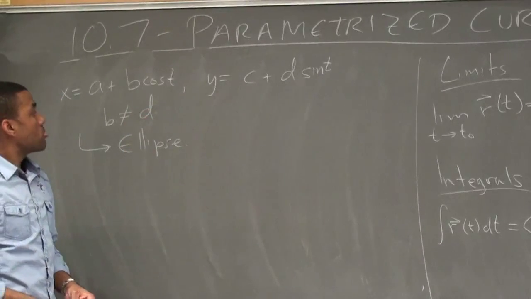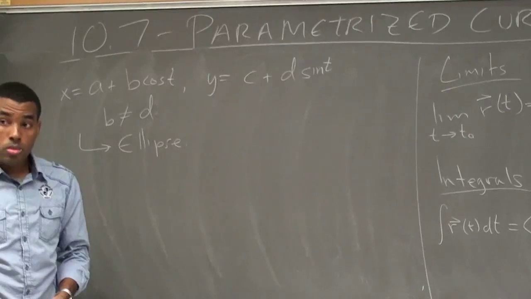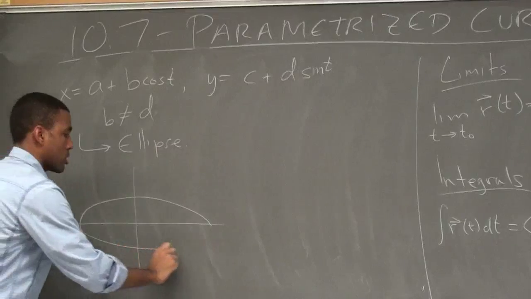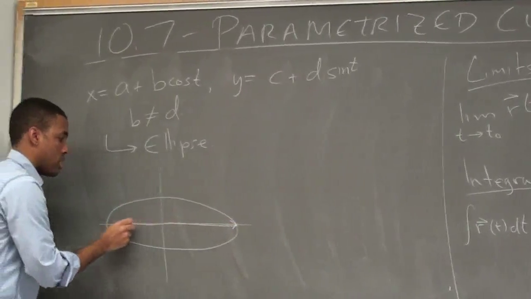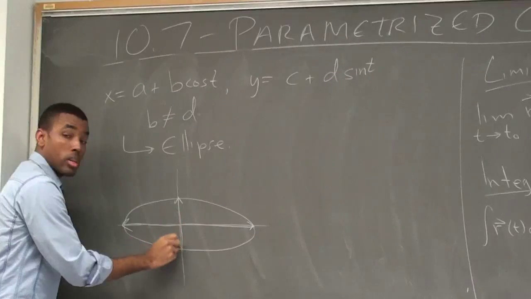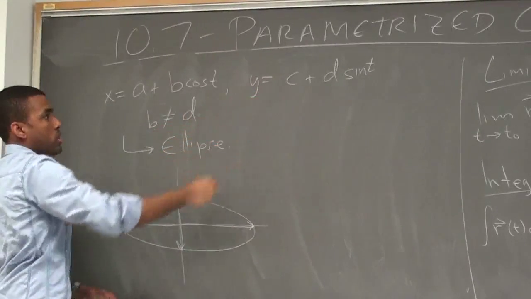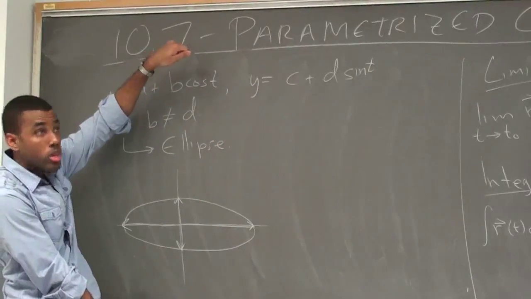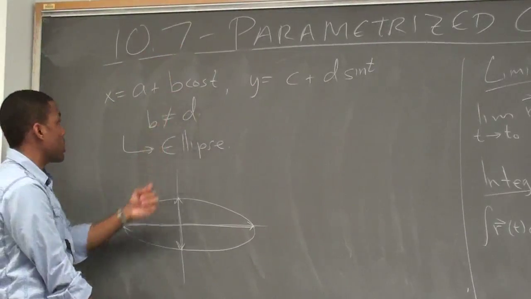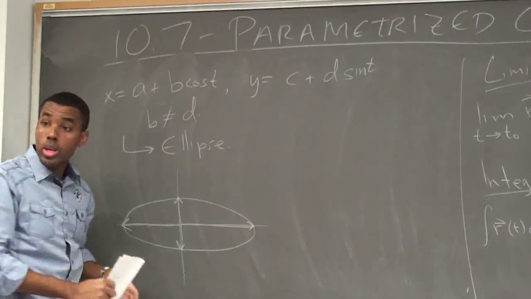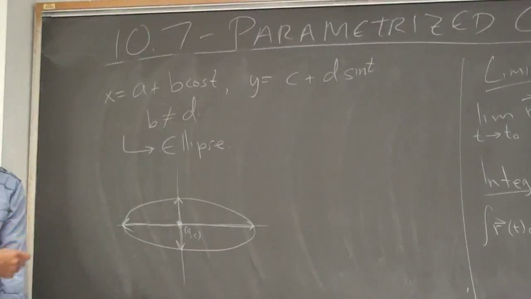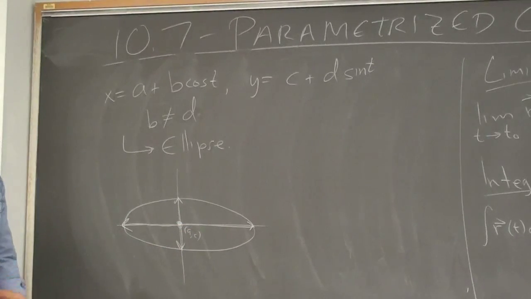What do you mean by major axis? The one that's elongated. If you have an ellipse like this, your major axis is this one, your minor axis is this one. It's the bigger number. If the bigger number is the coefficient with the y, it's going to be elongated this way. If the bigger number is the coefficient with the x, it's going to be elongated that way. And the center is given by (a, c). So that's how we get an ellipse.